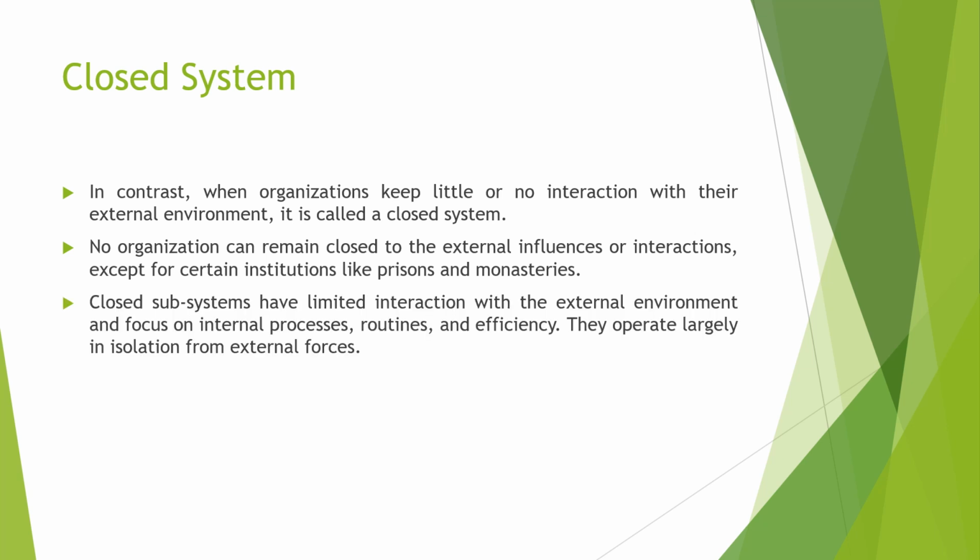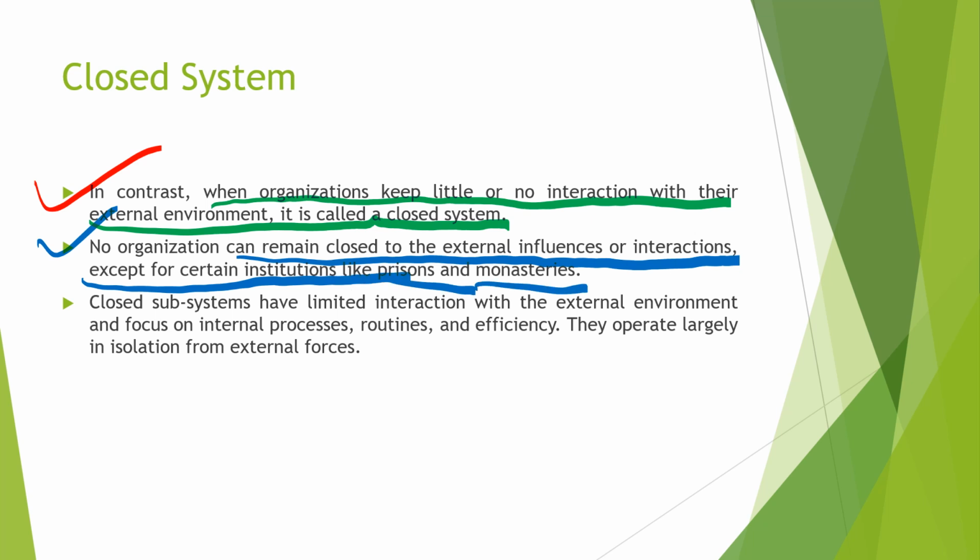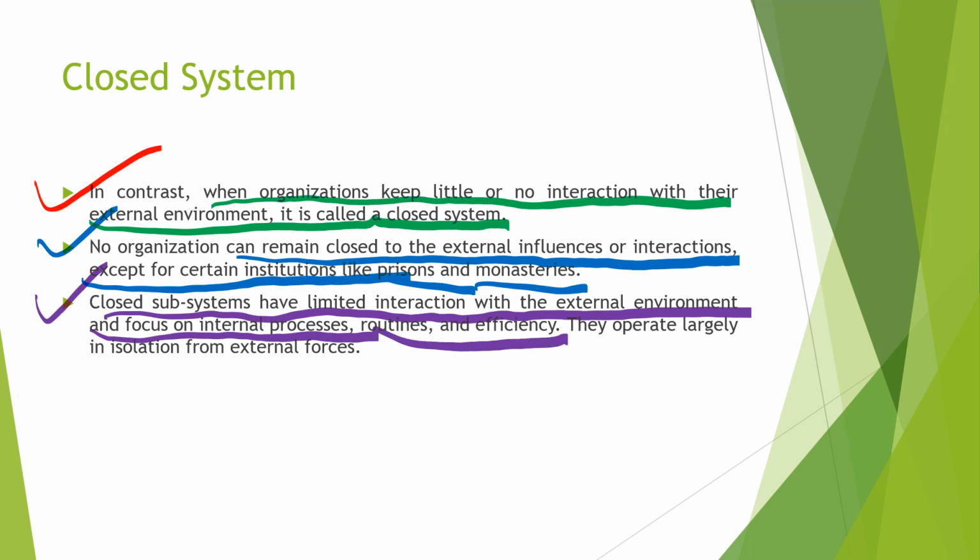Now let's talk about the closed system. In contrast with the open system, when an organization keeps little or no interaction with its external environment, it is called a closed system. So no organization can remain closed to external influence or interaction, except for certain institutions like prisons and monasteries. Closed subsystems have limited interaction with the external environment and focus on internal processes, routine and efficiency.